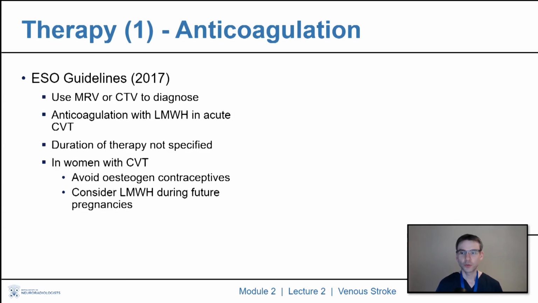So first of all, the European Stroke Organisation guidelines from 2017 say to use MRV or CTV to diagnose venous thrombus, and with acute venous thrombus, anticoagulation with low molecular weight heparin. The duration of therapy is not specified, and there's obviously lots of questions that you may come across in your stroke meetings about what to do if the patient does not recanalize. The only additional advice is that in women with cerebral venous sinus thrombosis to avoid estrogen-containing contraceptives and to consider low molecular weight heparin during any future pregnancies.